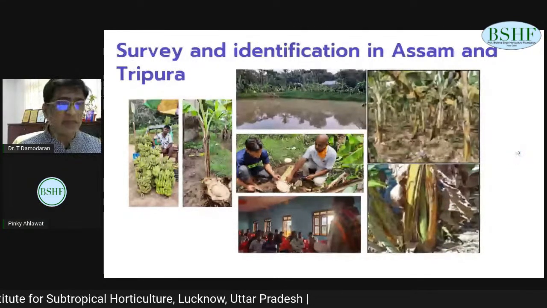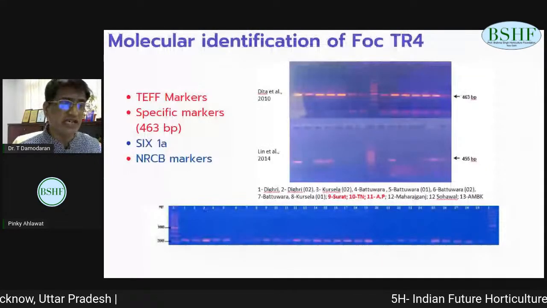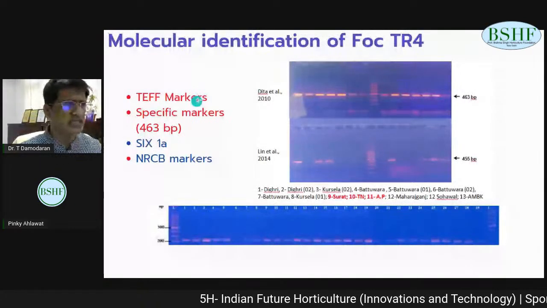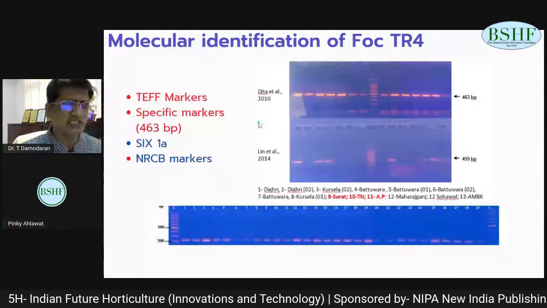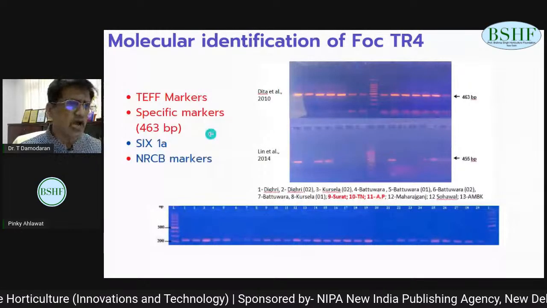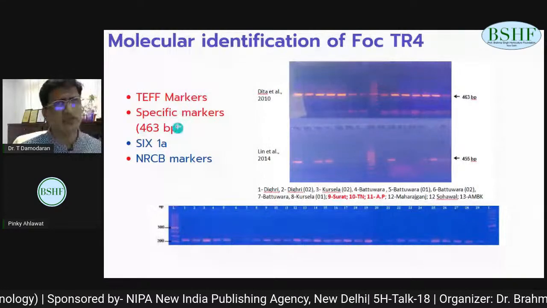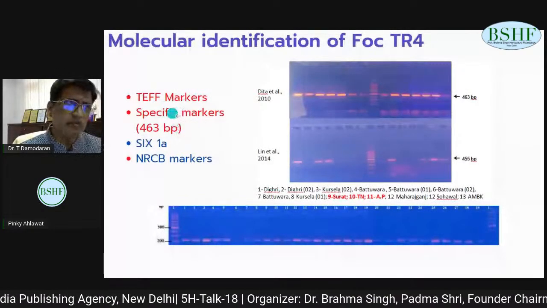So then comes the identification. As I told, it's very difficult to identify, and initially people were working on molecular markers. Then specific markers, Dita et al. developed a SCAR-based marker, that is 463 base pairs. But when we started screening, it could not differentiate between race 1 and race 4. Race 1 was also amplified when we used that marker. That means the reliability is reduced.